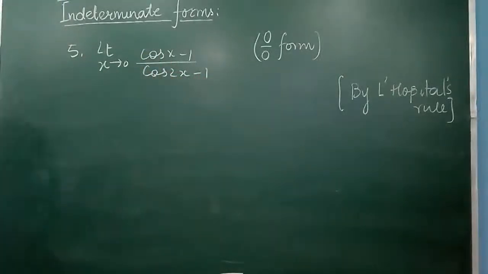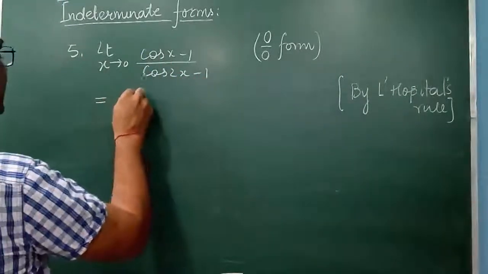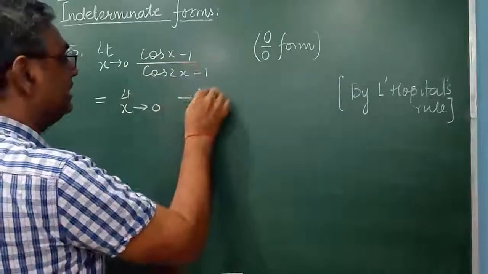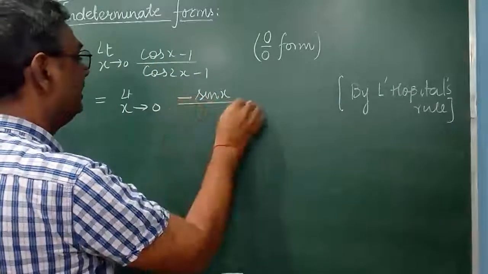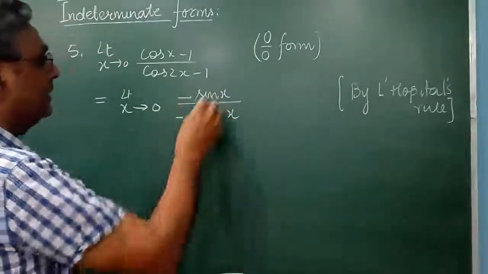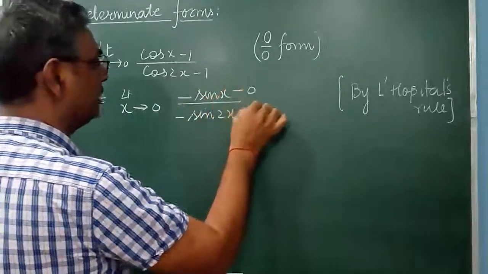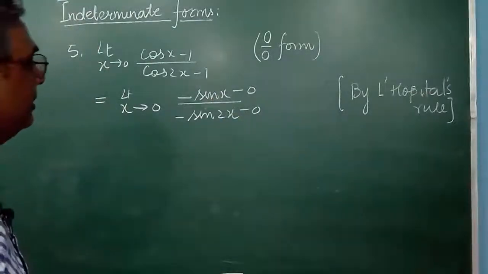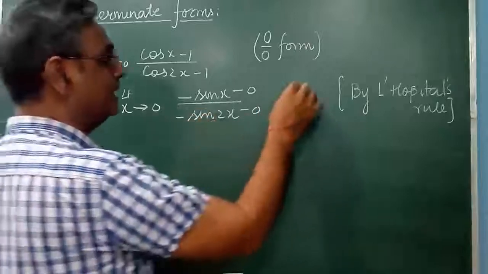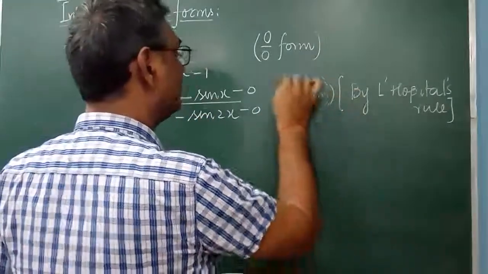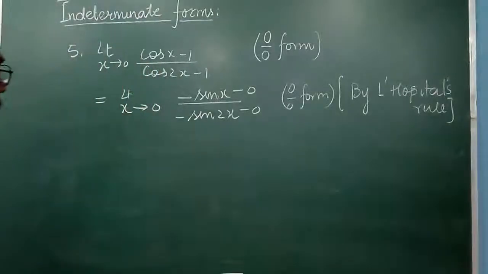So differentiate the numerator and the denominator. It will be limit x tending to 0. Differentiation of cos x is minus sin x, and here minus sin 2x into 2. Here you can write 0 by 0 by L'Hopital rule. Now again this is 0 by 0 form.